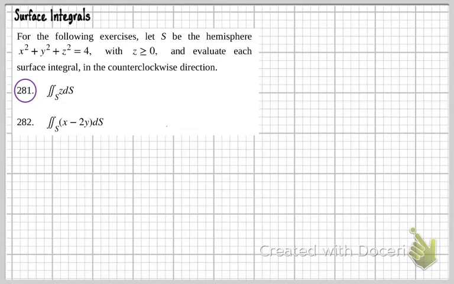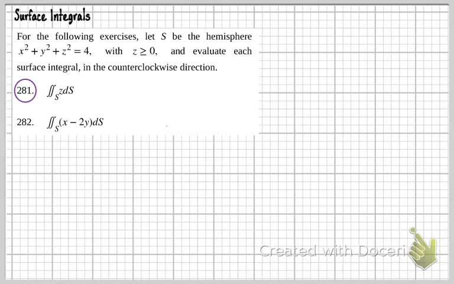For the following exercises, let S be the hemisphere x squared plus y squared plus z squared equals 4, with z greater than or equal to 0, and evaluate each surface integral in the counterclockwise direction. So let's take a look at number 281 here.